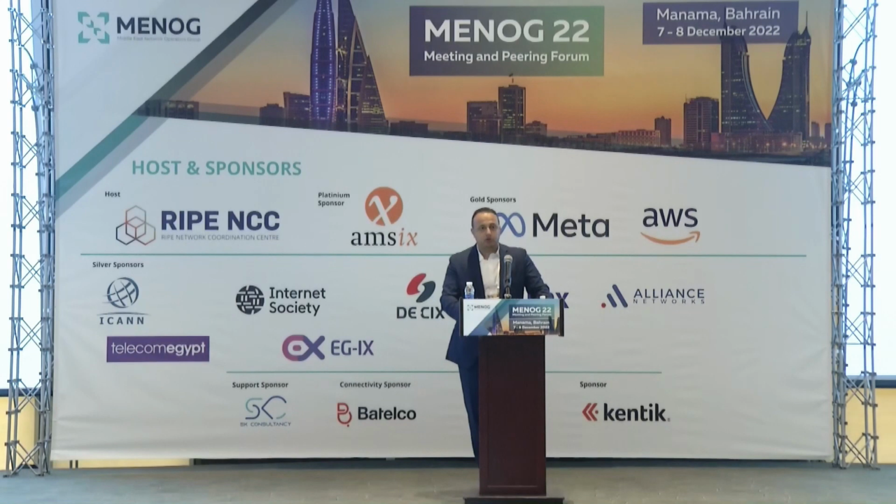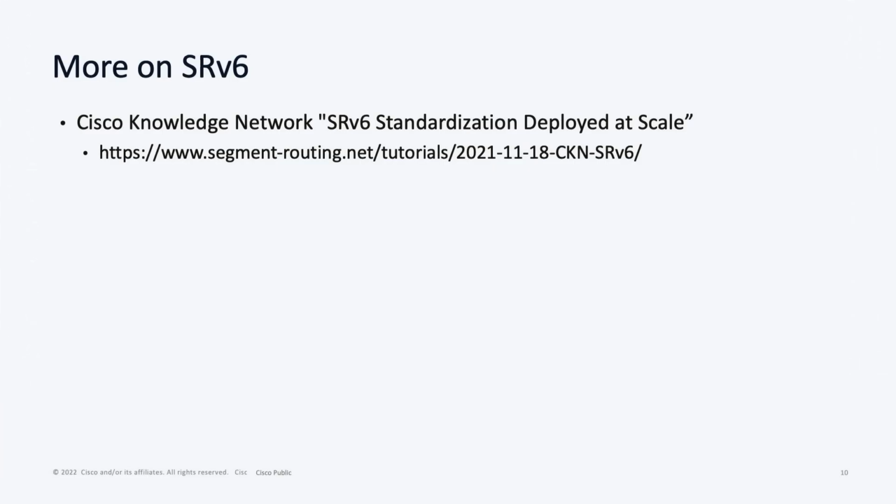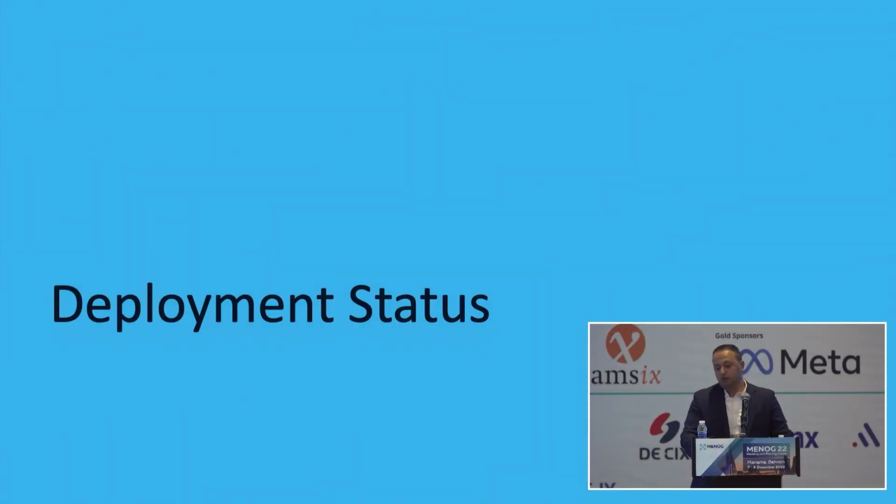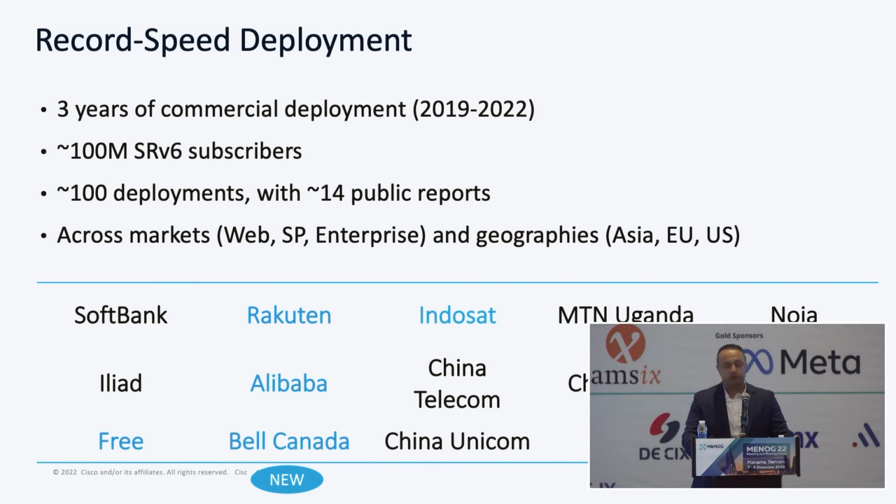And here is more detail about the technology, which you can find on segmentrouting.net, the same website I referred to at the beginning of the slides. So deployment status: in terms of deployments, we have a record speed of SRv6 deployment, exactly the same way we had with SR-MPLS.